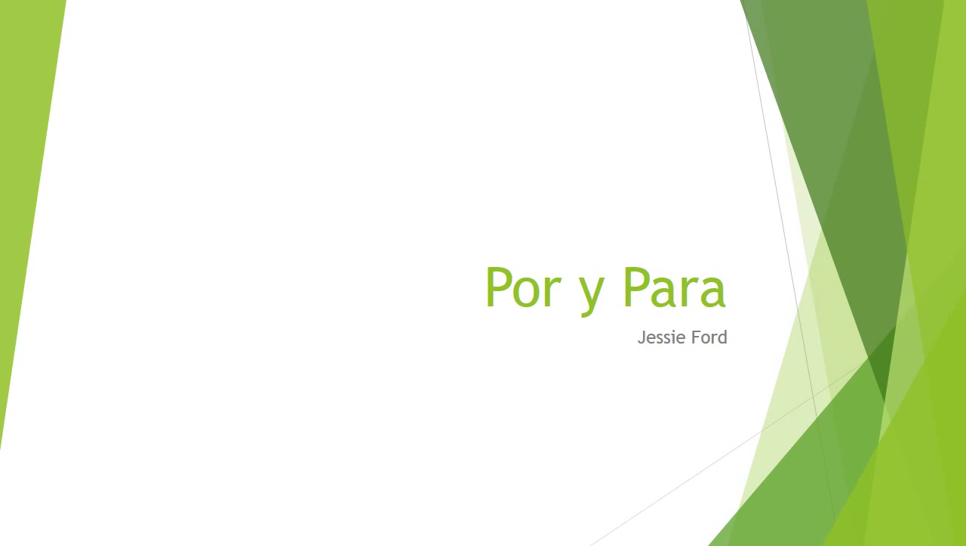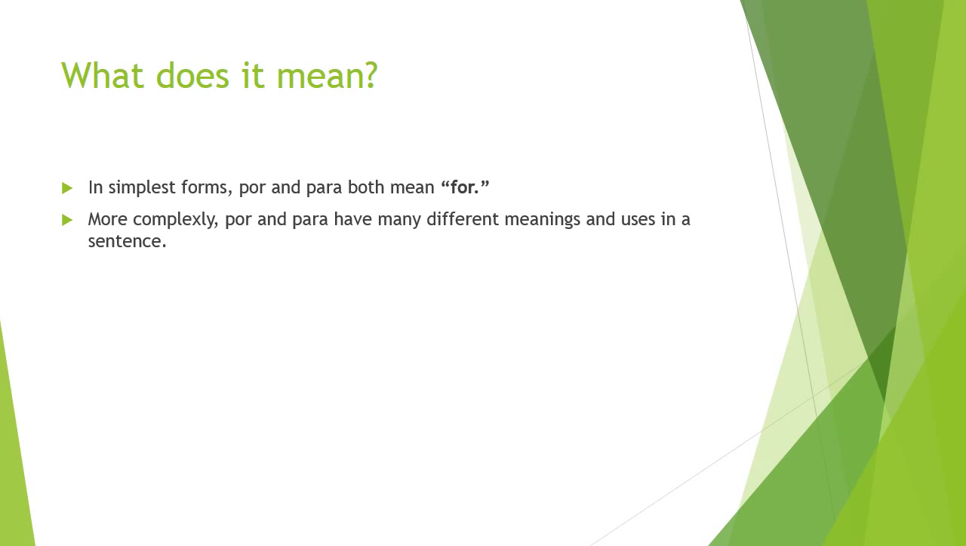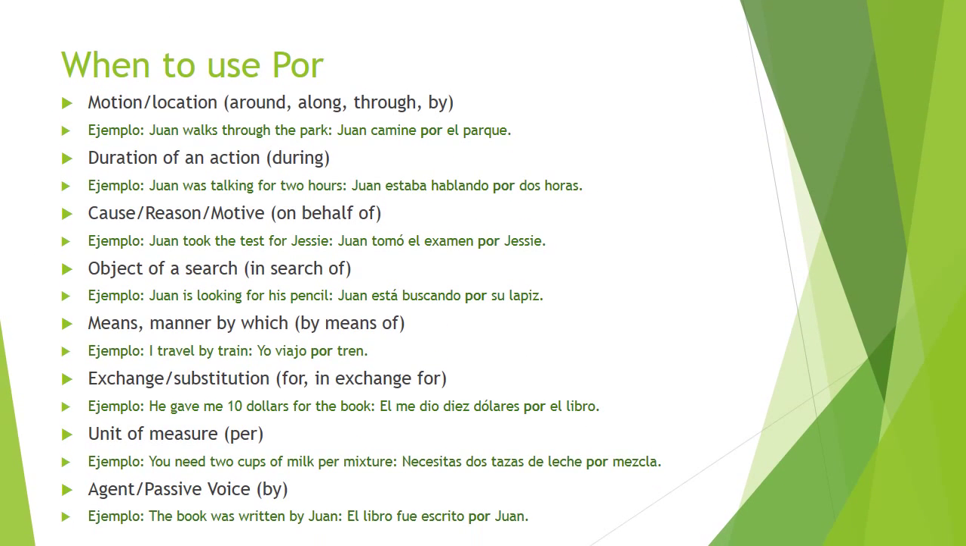Por y para. What does it mean? In Spanish, por and para both mean for, the English word for. More complexly, por and para have many different meanings and uses in a sentence. There are ways to determine whether to use por or para when trying to say for in a Spanish sentence.